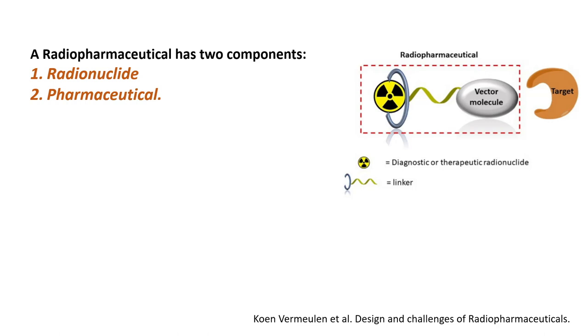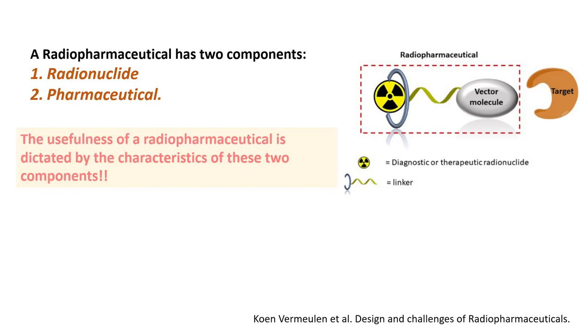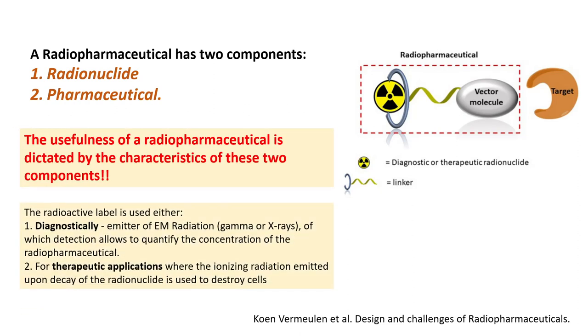Based on the property of the radionuclide, we can use this vector molecule as a diagnostic agent, or as a therapeutic agent, or as a combination of diagnostic and therapeutic agent. So the usefulness of this pharmaceutical is dictated by the characteristics of both the radionuclide and the pharmaceutical. Based on the property of decay of the radionuclide, if it decays by emission of electromagnetic radiation like gamma rays or X-rays, it is used for diagnostic applications.